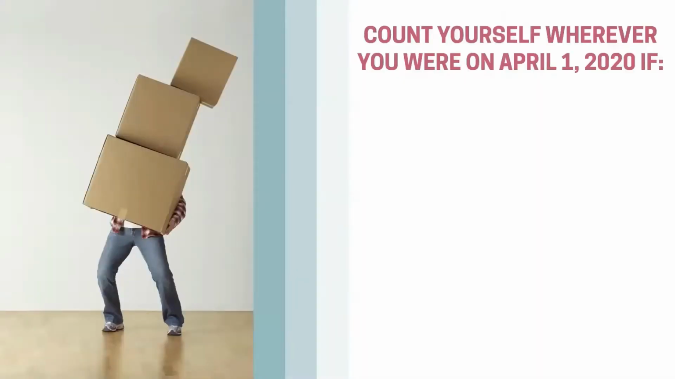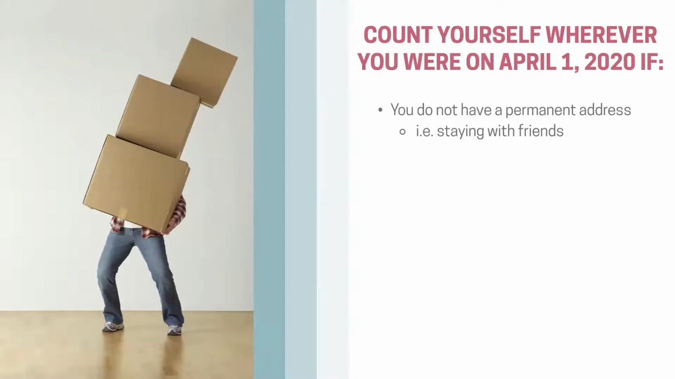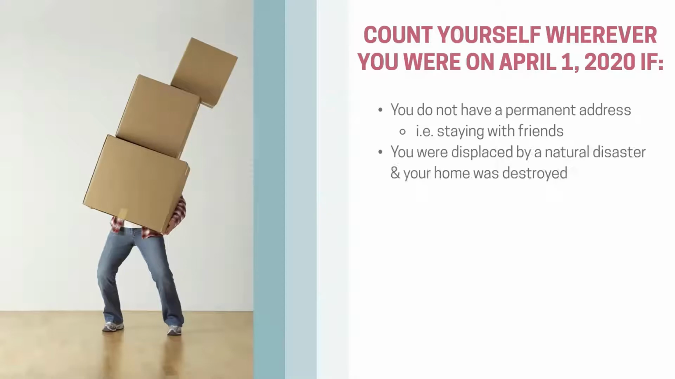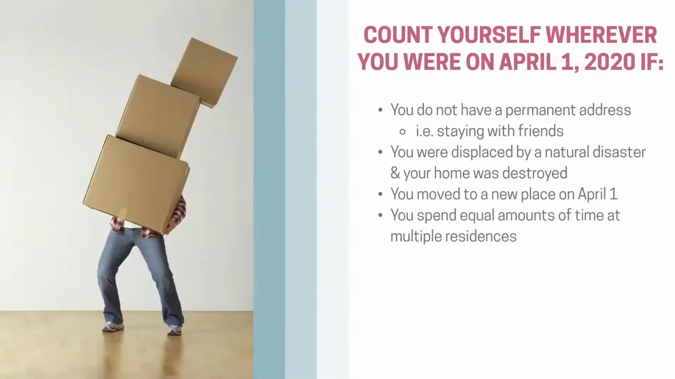And there are some instances where you would count yourself wherever you were living on April 1st. So for instance, if you don't have a permanent address, meaning you're staying with friends and you do not have a permanent address at this time, you should count yourself wherever you were on April 1st. If your home was destroyed by a natural disaster and you're staying elsewhere at this time, please count yourself wherever you were on April 1st. If you moved into a new home, count yourself at the new place for April 1st. And if you spend equal amounts of time at multiple residences, please count yourself wherever you were staying on April 1st of this year.